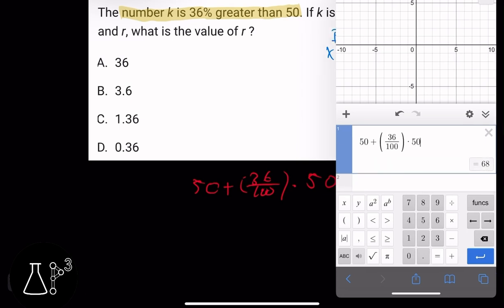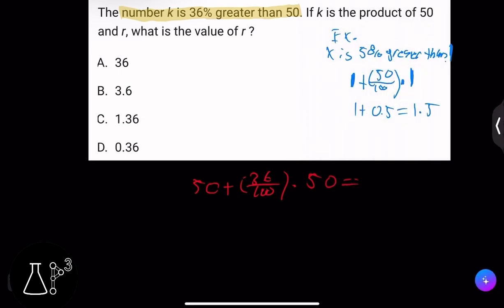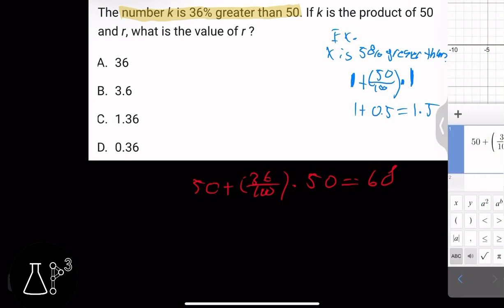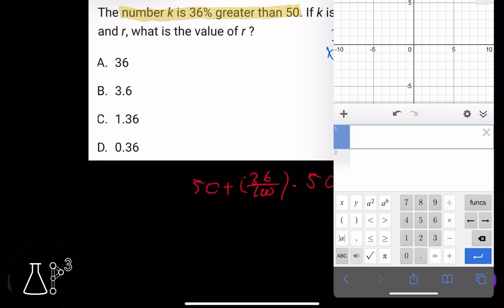Therefore, my new value or number K is 68, because 68 is 36% greater than 50, and we can see that if I divide 68 divided by 50, I'm going to get 1.36. Therefore, that 68 is 36% greater than 50.